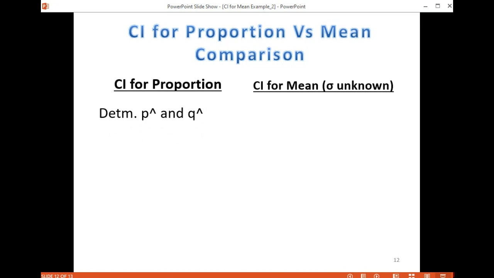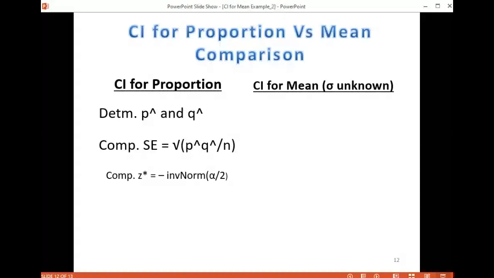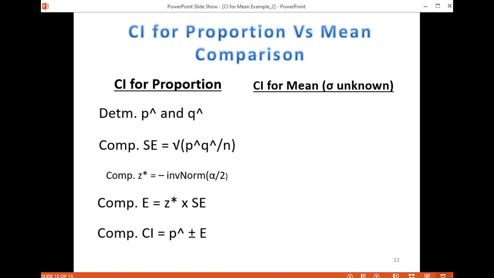Okay, so if we're going to do confidence interval for proportion, you determine p hat and you determine q hat. Next, you will compute SE, and SE is equal to the square root of p hat q hat divided by n. Then you compute Z. So you see where we're heading with this? We're going to find E, right? So E is going to be the product of those two, right? And then once we have E, you know how to compute the margin of error. It's going to be p hat plus or minus that E.